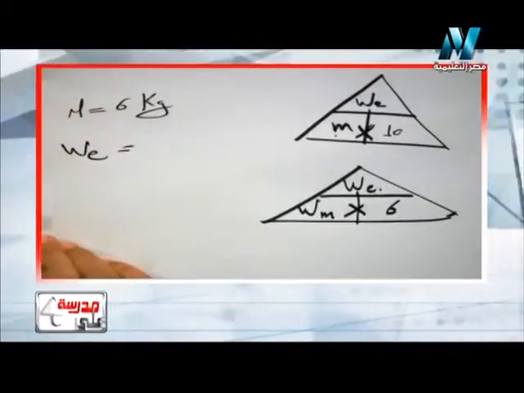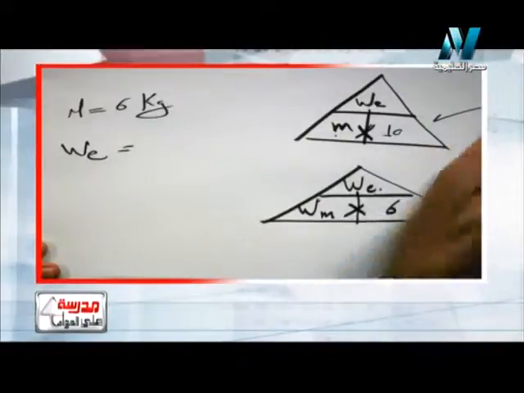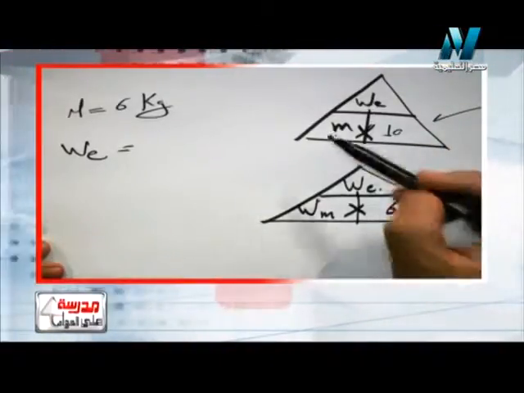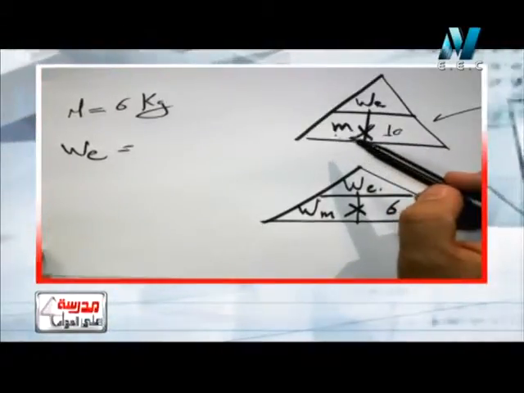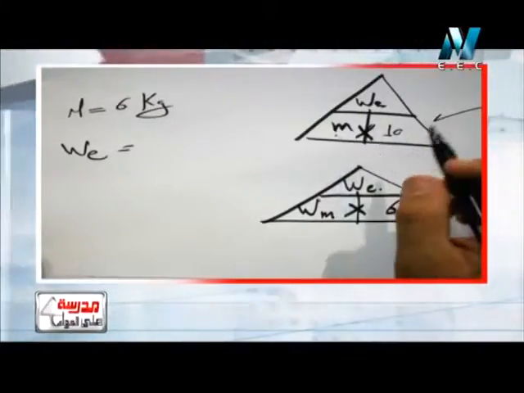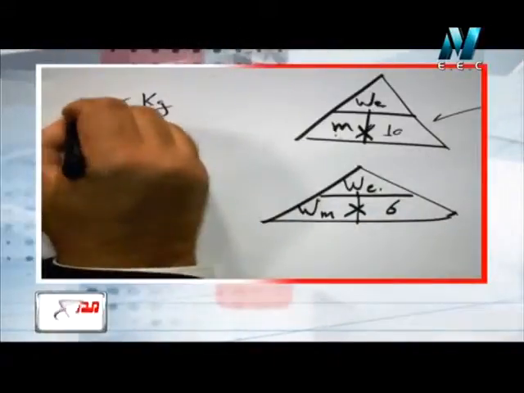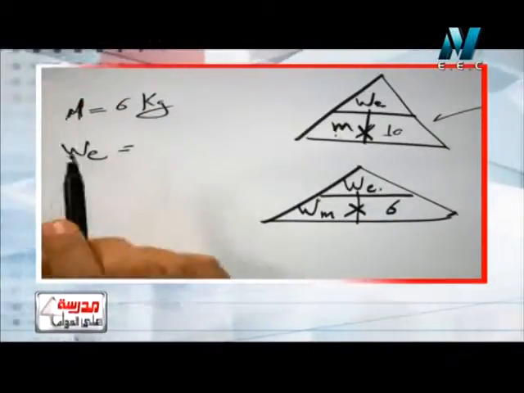I will use the first law. Why do I use this law specifically? Because I have mass and I want weight on the earth. So I use the law suitable for the problem, suitable for the demands and the givens in it. I have mass here, and I want weight on the earth.